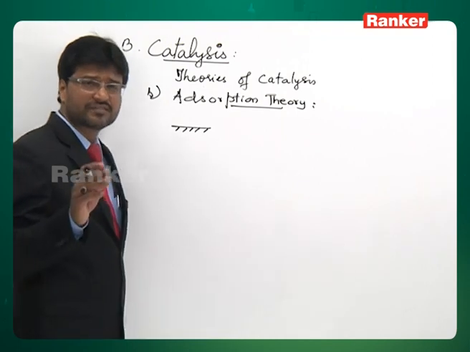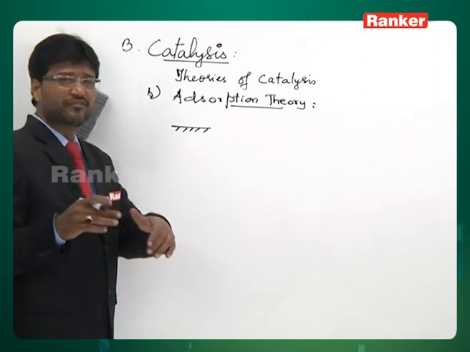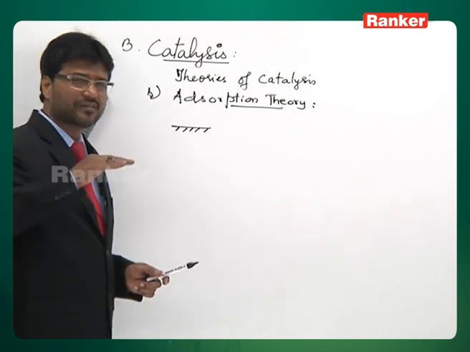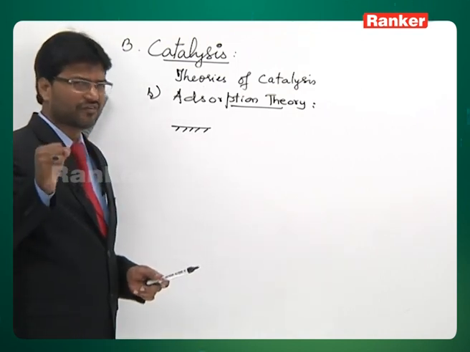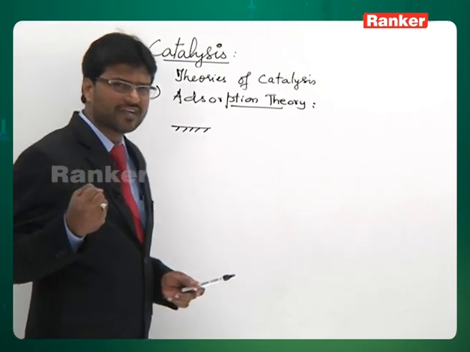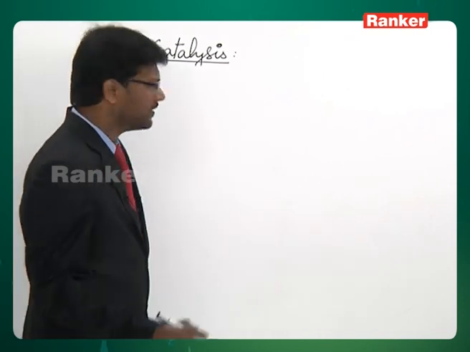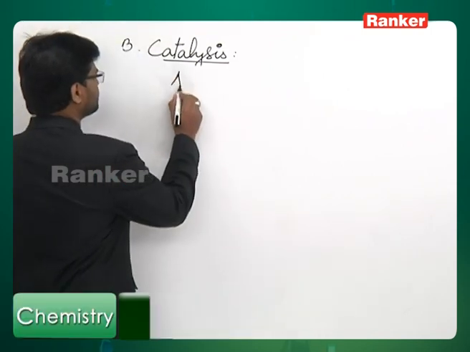Adsorption theory explains catalysis involving metals, transition metals. Transition metals, especially those atoms which are present on the surface, have residual valences and they can adsorb reactants nicely and can lead to product formation. Let's now talk about activity of catalyst.